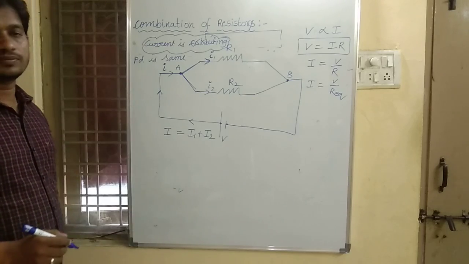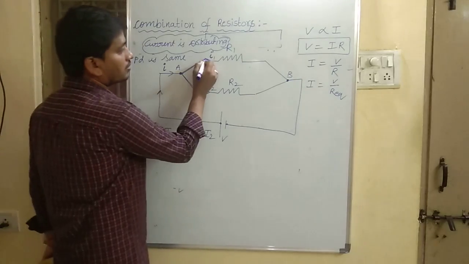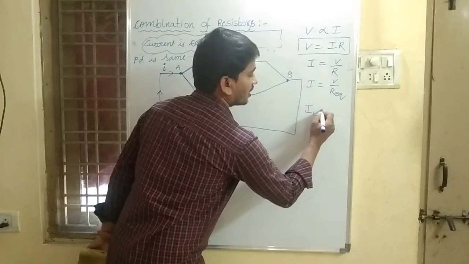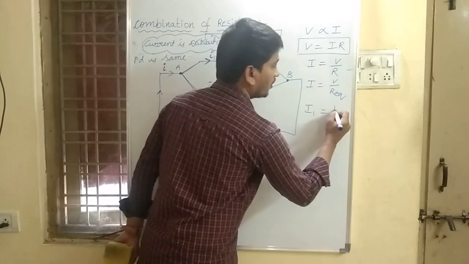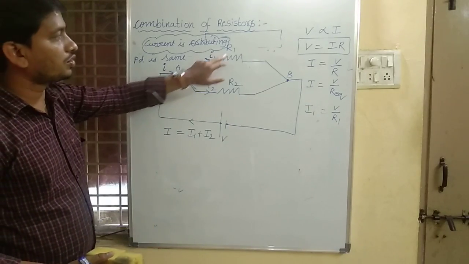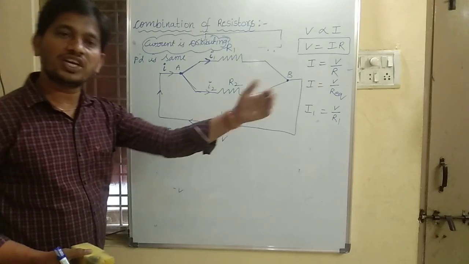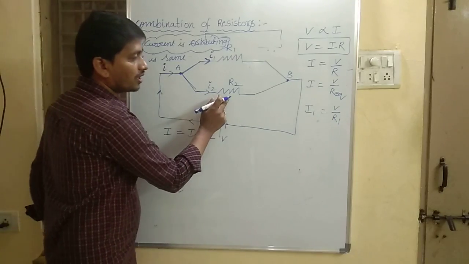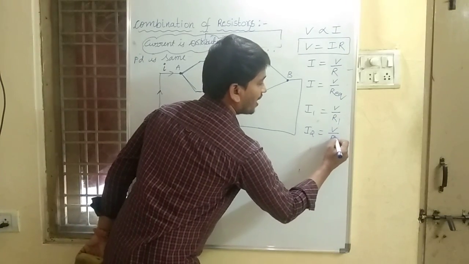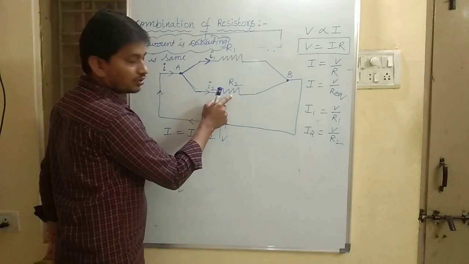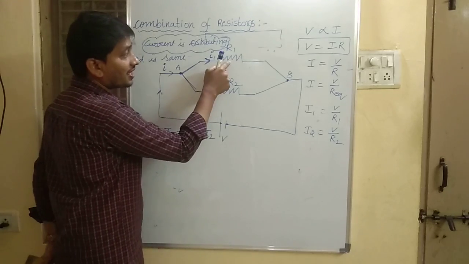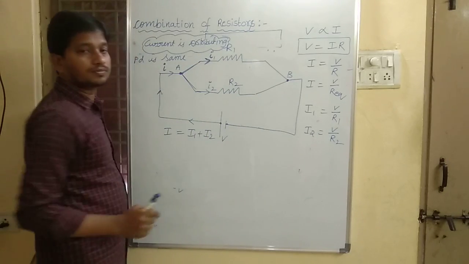Now coming to I1. Across resistor R1, what is the current? Current I1 equal to V by R1. Potential difference is the same, V only. Now across resistor R2, what is the current? Current I2 equal to V by R2. Across resistor R2, current I2 is V by R2. Across resistor R1, current I1 is V by R1.